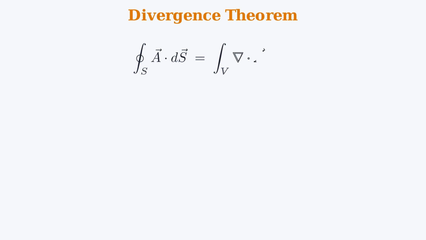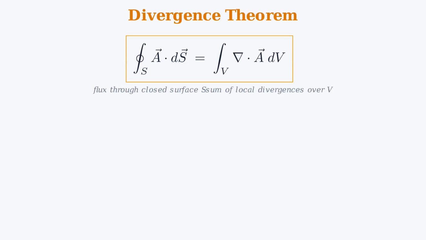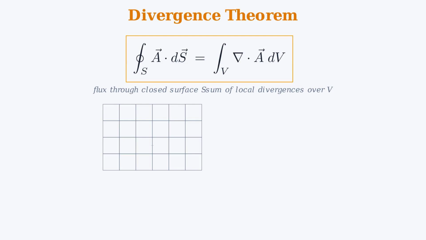Hello friends, welcome back. The last two videos taught us divergence, a local property at every point of a vector field, and curl. Today we move from local to global with the divergence theorem. The statement is simple but powerful.